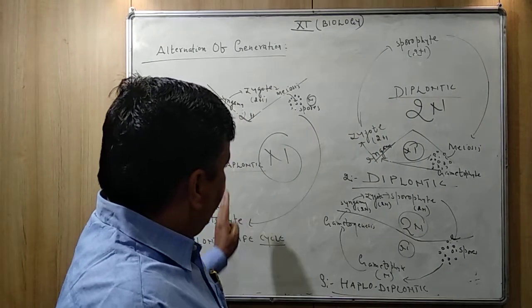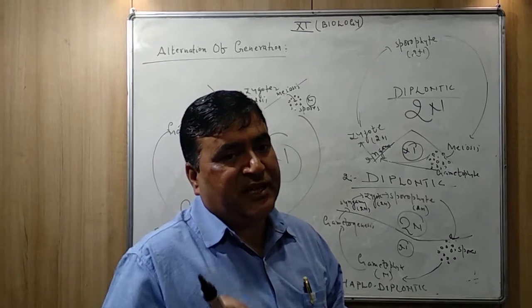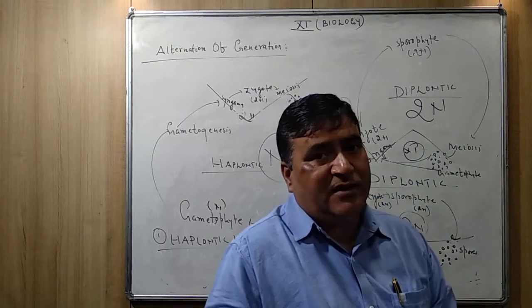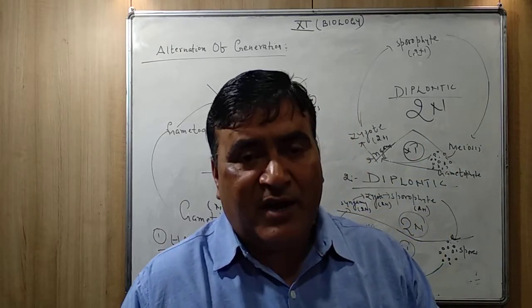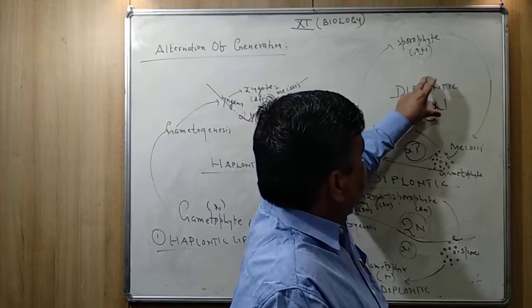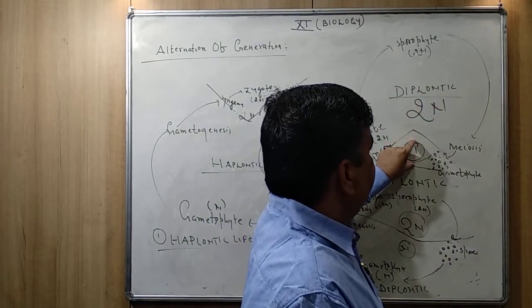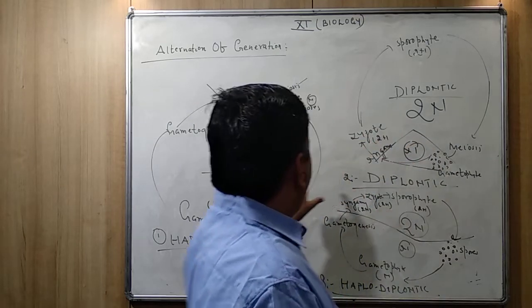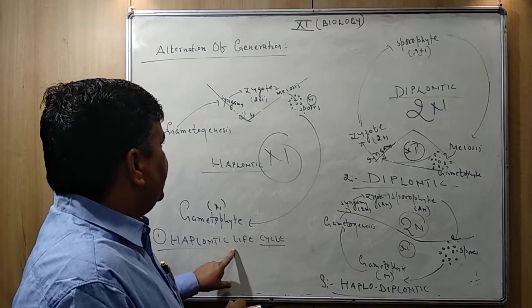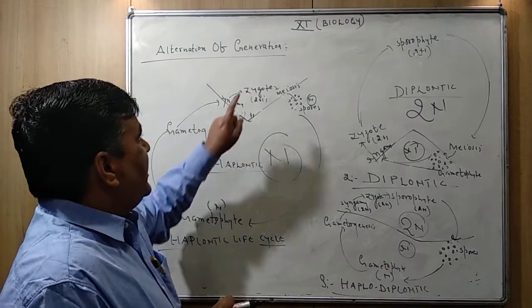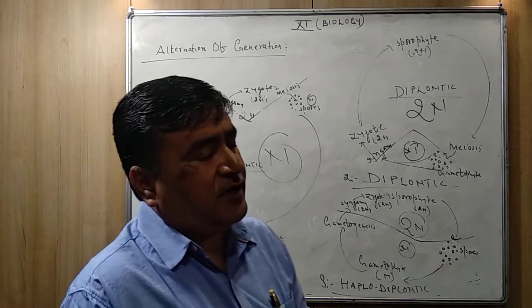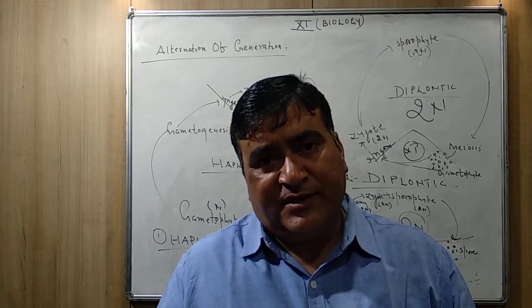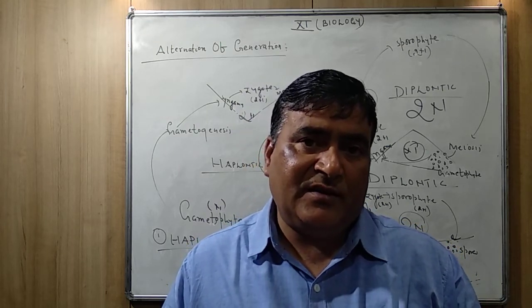So in the haplontic life cycle, the main stage is haploid. In the diplontic life cycle, the main, dominating stage is diploid. In the diplontic life cycle, the haploid stage is unicellular, and in the haplontic life cycle, as I told you, the diploid stage, the zygote, the sporophyte, is diploid in nature, which is unicellular.